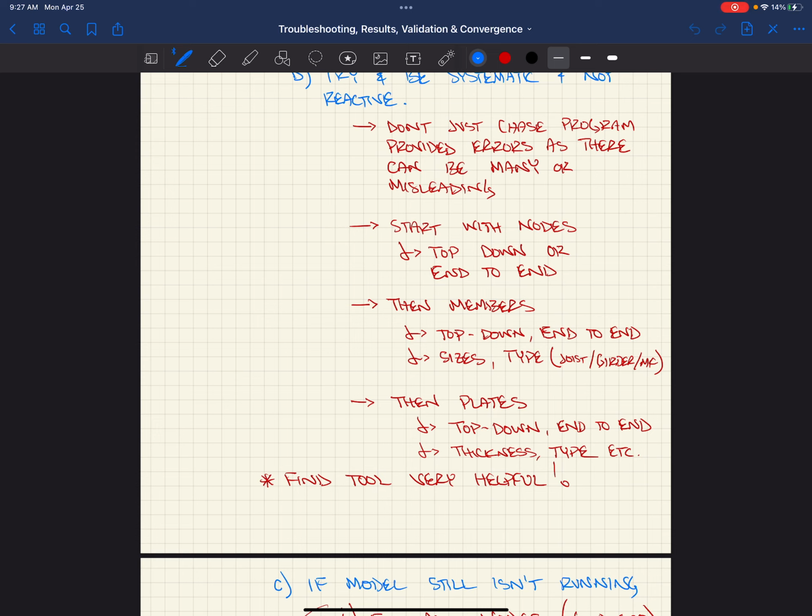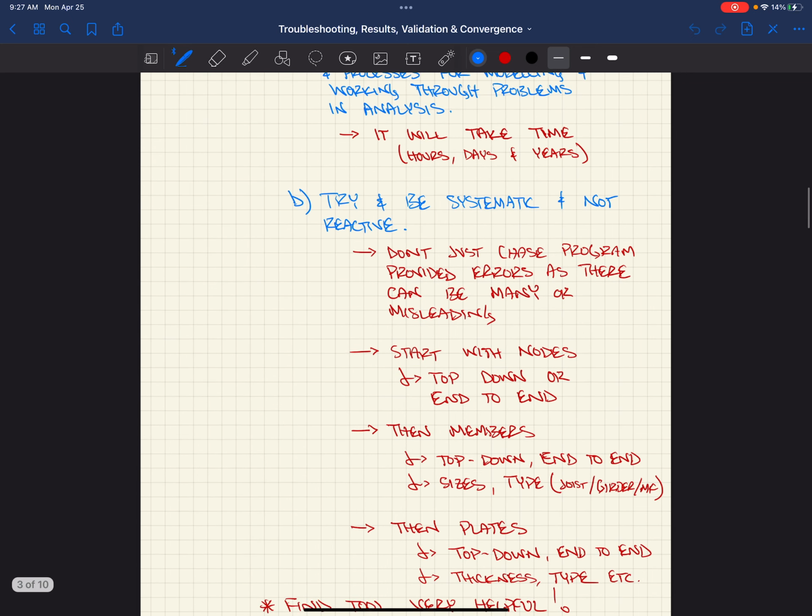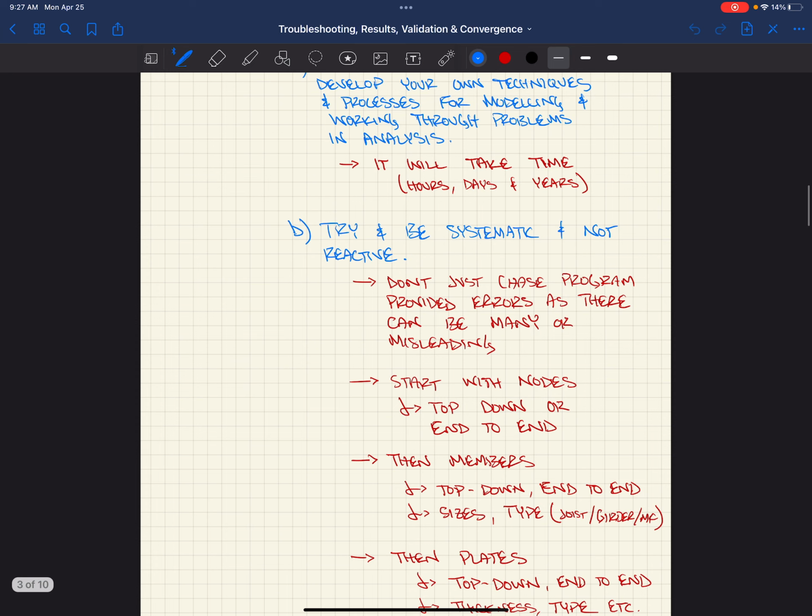What also helps a lot is, I think you guys have probably seen this one already, that find tool that we talked about, in the bottom of the model view. Down here is the find tool.